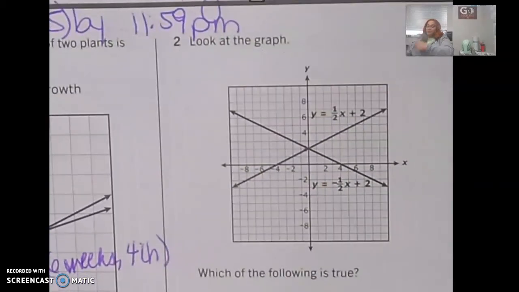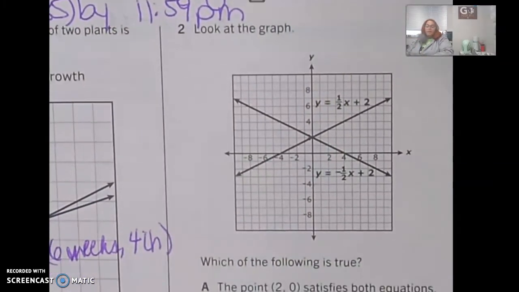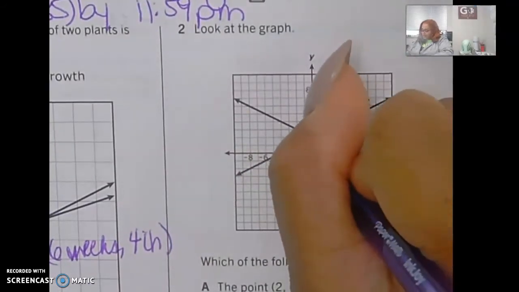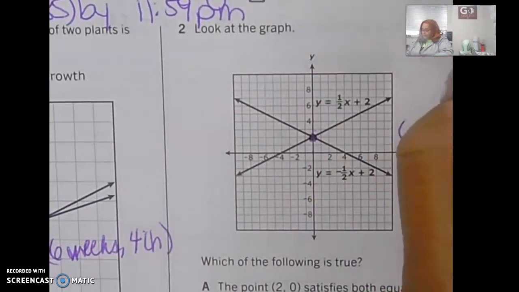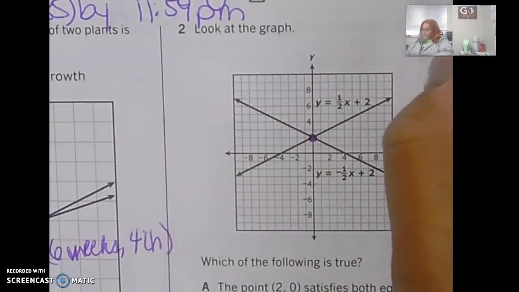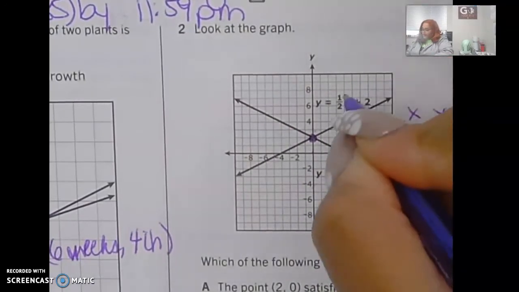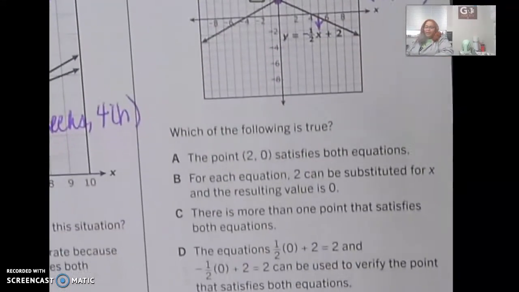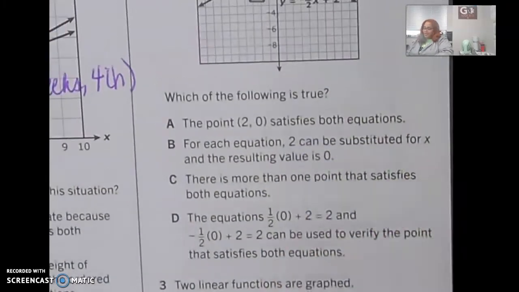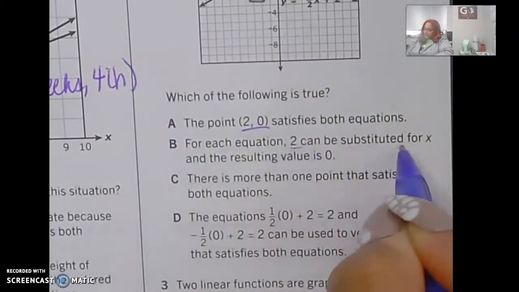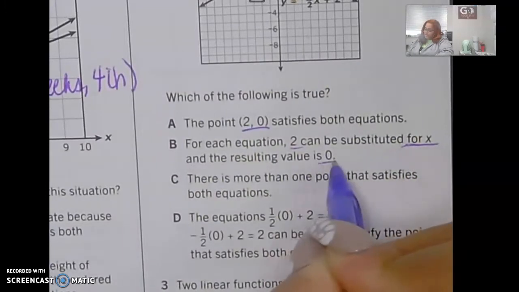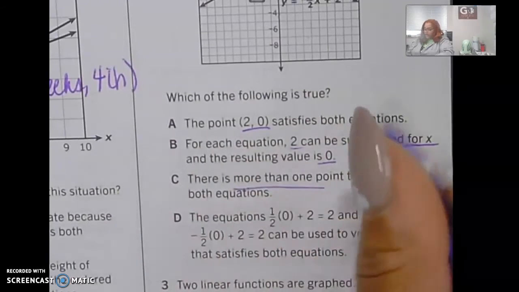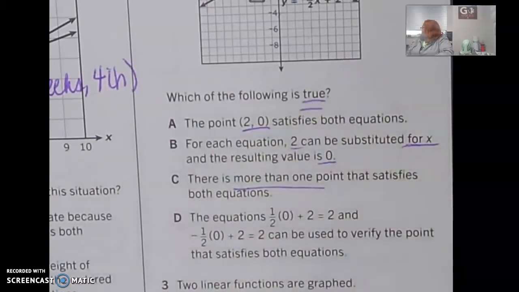Number 2, it says, look at the graph. Which of the following is true? So I will run 0 and I will jump 2. Run 0, jump 2. And this is the x and this is the y. And I have to be careful with how they plug in x and how they plug in y if it's given to me in the answers here. This asks about these points being substitutions. Is there more than one point? We have to read these very carefully.